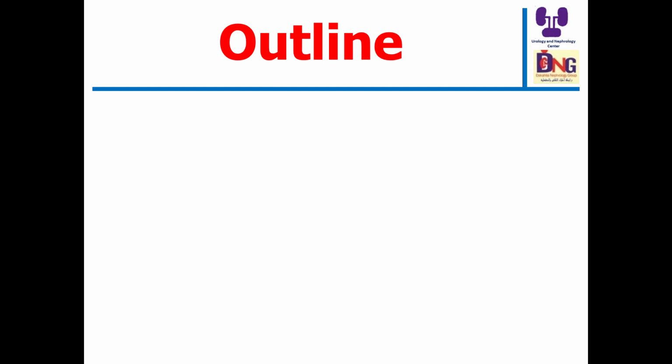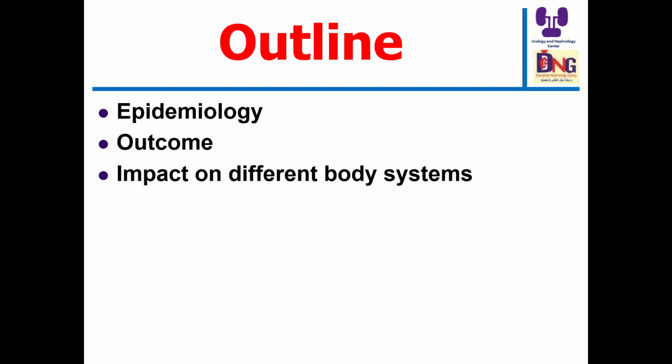So this presentation will include these sectors. I'll start with the epidemiology of the problem of renal replacement therapy and end-stage kidney disease, the outcome of replacement therapy regarding patient mortality, hospitalization, cost, and comorbidities, impact of uremia and end-stage kidney disease on different body systems, because renal failure affects all body systems. No single system is exempted from these bad effects.